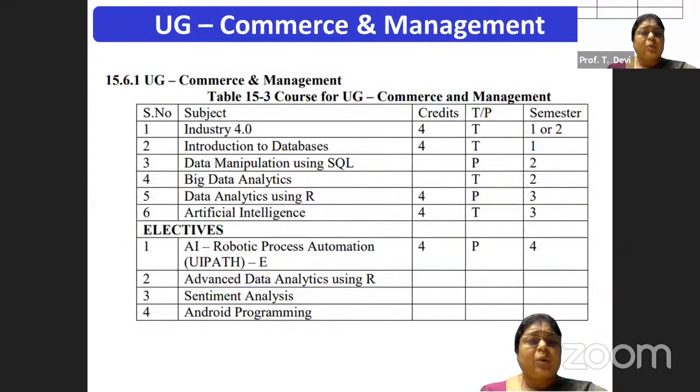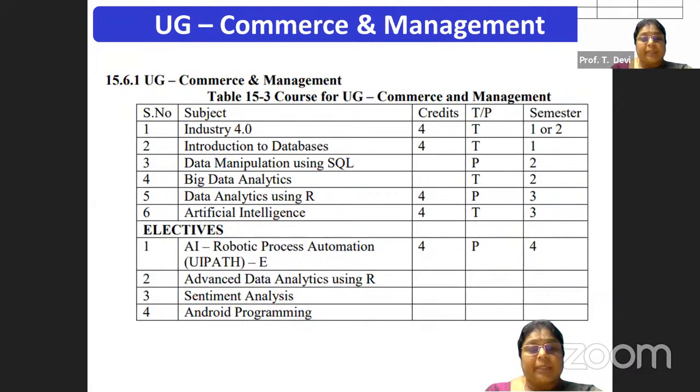Now, when I look at undergraduation, commerce and management, in the curriculum, I can bring in Industry 4.0 as a 4-credit course. I can bring in introduction to databases, data manipulation using SQL as a practical course in the second semester. See, this is just an idea. You can modify as per your wish. Big data analytics as a theory course in the second semester. Data analytics using R. Artificial intelligence as a 4-credit course in the third semester.